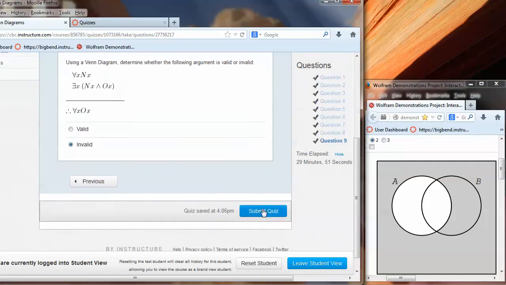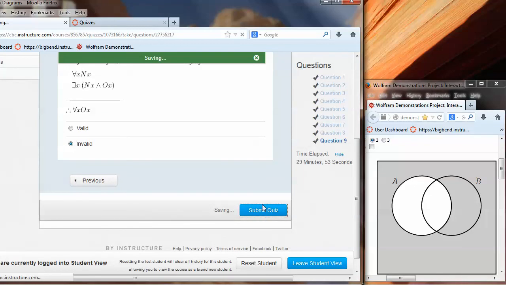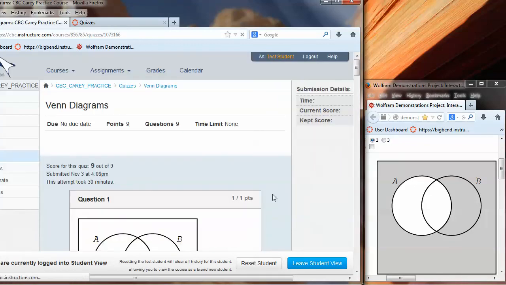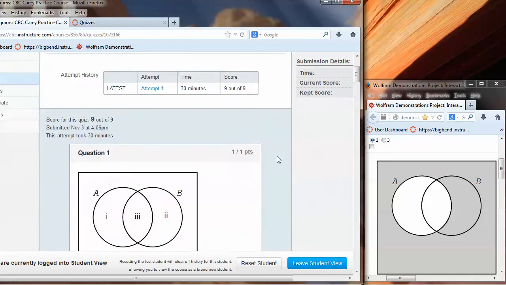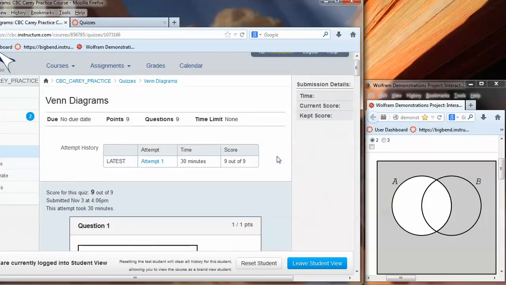And we can go ahead and submit our quiz. And unless I made some other mistakes, oh good, I didn't. I got all the answers right. Fantastic. Okay, so those are the various ways that you can use Venn diagrams to answer questions about predicate logic in Canvas.